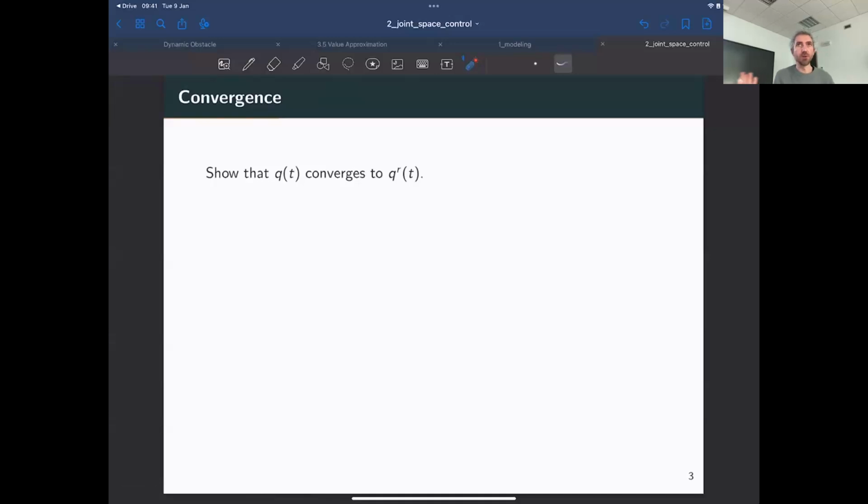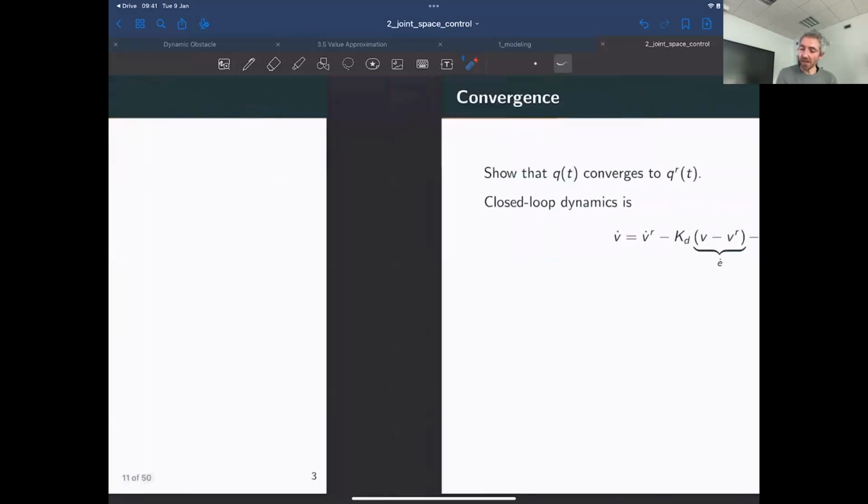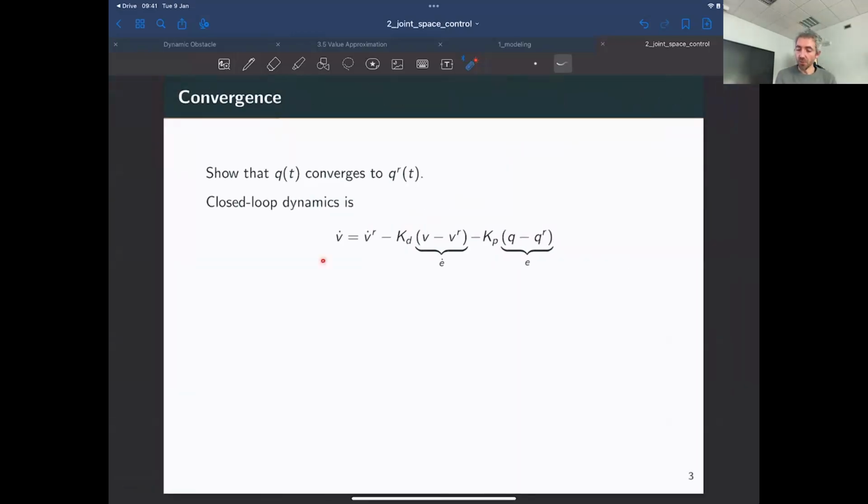Okay, we can actually also see that under these conditions, Q converges to QR. It's very simple. The closed loop dynamics that we have is the following one. We can define the difference between Q and QR as the error E. So the difference between V and VR becomes E dot. If we move VR to this side, then we also get E double dot on the left-hand side. So we get E double dot equal minus KD E dot minus KP E.